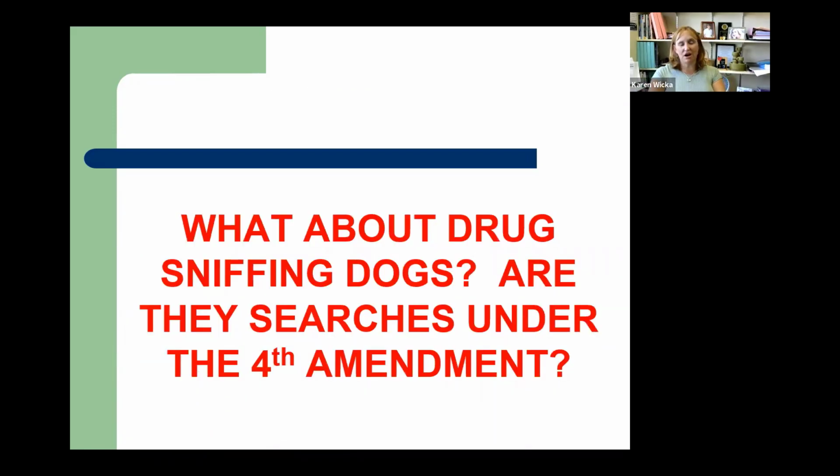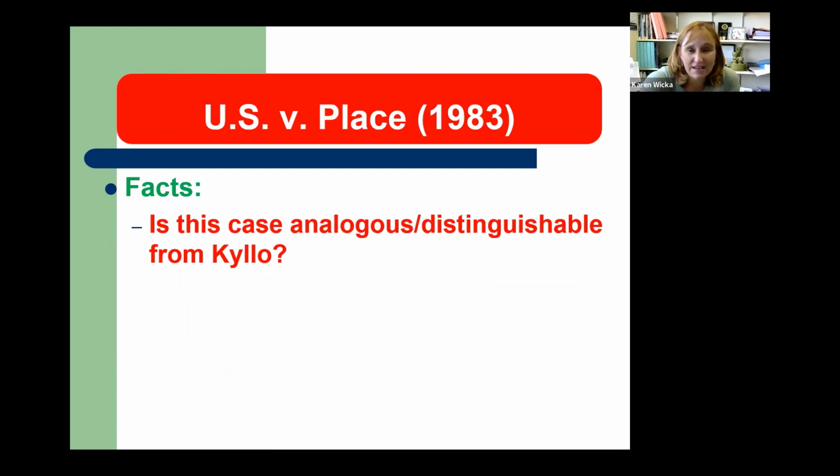What about drug sniffing dogs? Are they searches under the Fourth Amendment? So if you have a dog sniffing, is that giving the police an advantage to see and hear and smell things that a normal person would not see, hear, or smell? The Supreme Court decided this issue in U.S. versus Place. So the question is, is it analogous or distinguishable from Kyllo? So Kyllo was using an infrared to see through walls. A dog is using its sense of smell to smell things that an average human could not smell. So in a way, it is enhancing your senses, right? So it is very similar to Kyllo. I think it's distinguishable in the sense that it's an animal, though, and so it might be treated differently.